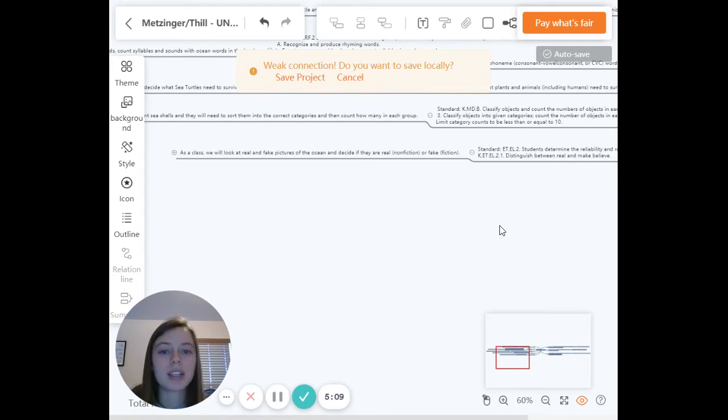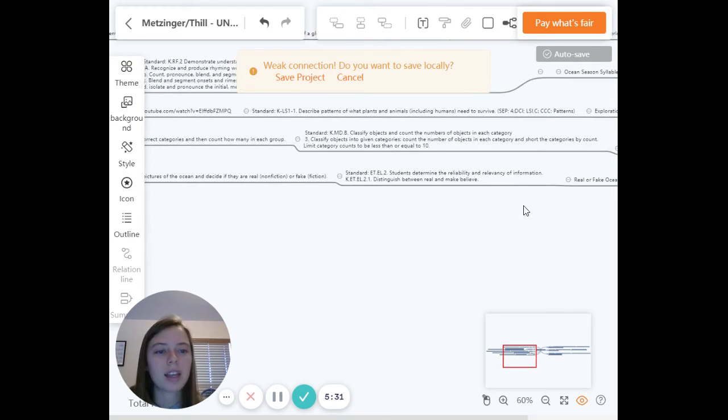The description of this is, as a class, we'll look at real and fake pictures of the ocean and decide if they were real, nonfiction, or fake, fiction. So, for example, we'd have a cartoon picture of the ocean, and then we'd talk with students about, do you think this is real, or do you think this was fake? So what was giving you hints to why you think it is what it is?